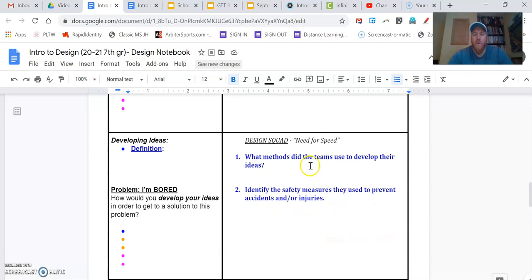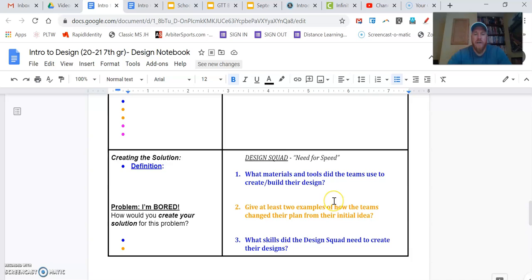Scroll down to developing ideas. What methods did the teams use to develop their ideas? How did they do that when they had an idea? What did they do with that idea to build on it? Number 2, what were some of the safety measures that they used to prevent accidents or injuries? That's part of our planning as well. In class last year, if you were able to build the gumball machine, we had to go through the shop tools and learn safety procedures and how to work those. Those are all part of planning going into design as well.